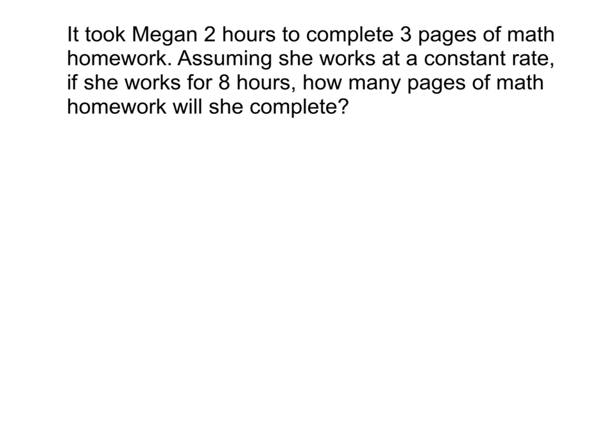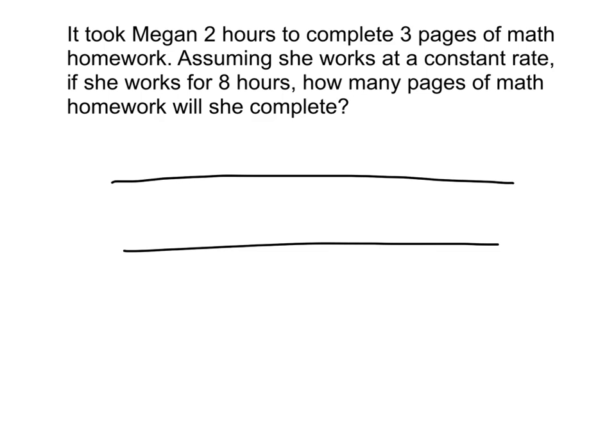The first step in making a double number line is to simply make 2 horizontal lines across your page. And then you're now going to make a vertical line that goes through. You're going to label your 2 lines based on your ratio. It took 2 hours, so I'm going to put hours on top, to complete 3 pages, and I'm going to put a P over here for pages.